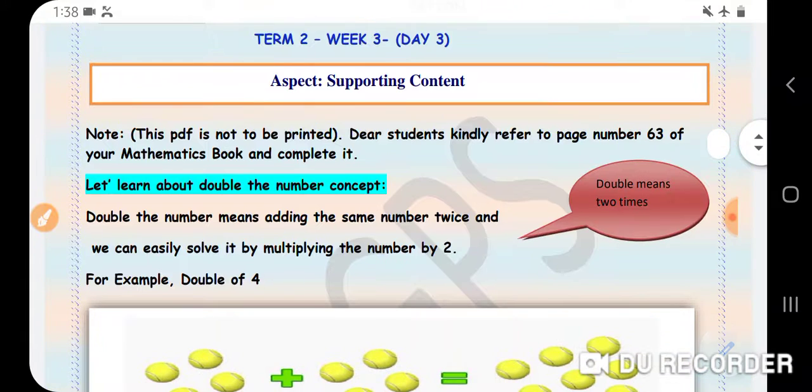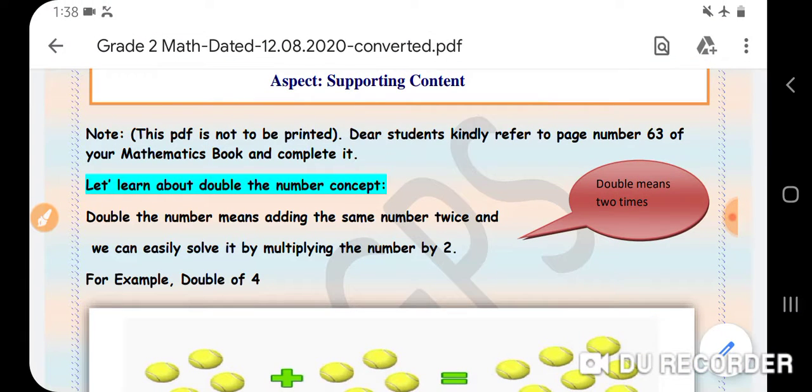Now today in this class I will be discussing the concept of doubles, where we will learn what we mean by the double and what we get after we double a number. So, to get a double of a number, we add the same number to itself. Okay, dear Goenkans, for example, double of 2 is 2 plus 2.